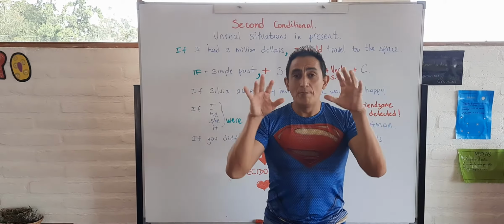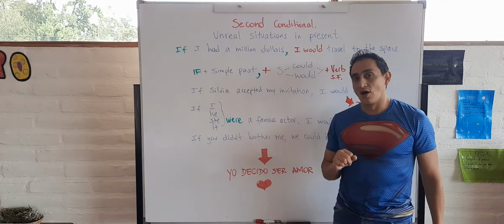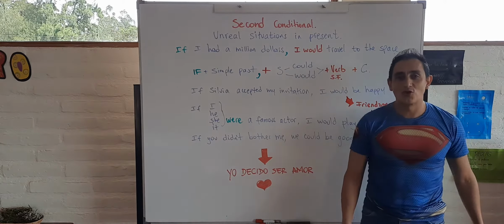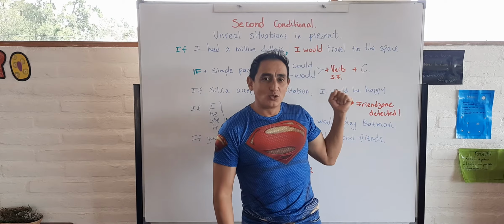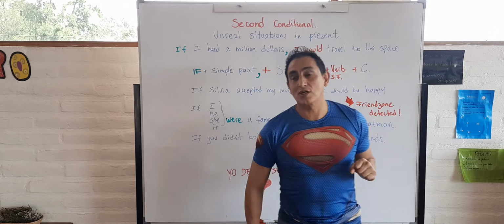Right? So let's analyze this with one example. If I had $1 million, I would travel to space. I would travel to space. That's not real. What is the real situation? I don't have $1 million, so I cannot travel to space. But since I am making it into a conditional form, I use the simple past tense and the modal verbs could or would.